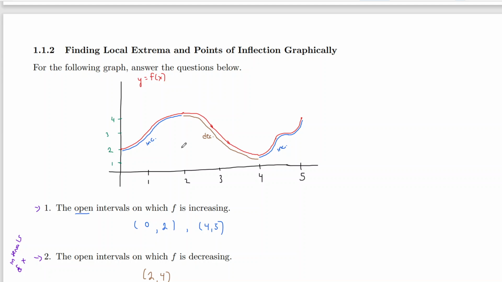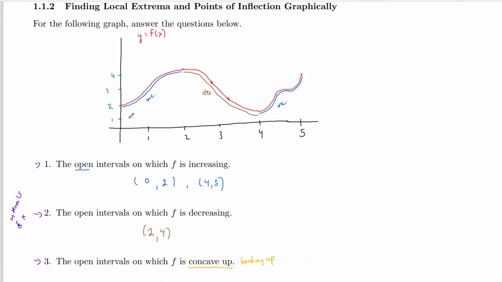Or you can think about, if I tried to trace this with my hand, make shapes with my hand as I went on, where is it bending up? Well, if you start here, it's actually bending up right away. It's bending up until we get to some point around right here, because then it starts slowing down. It's bending down. So it's really only bending up for the first little section here.